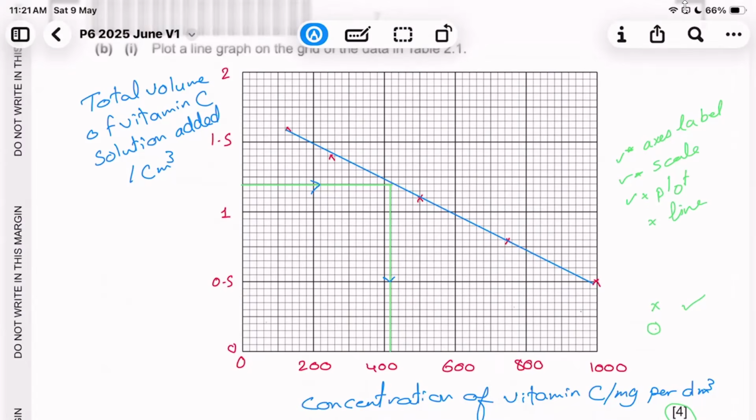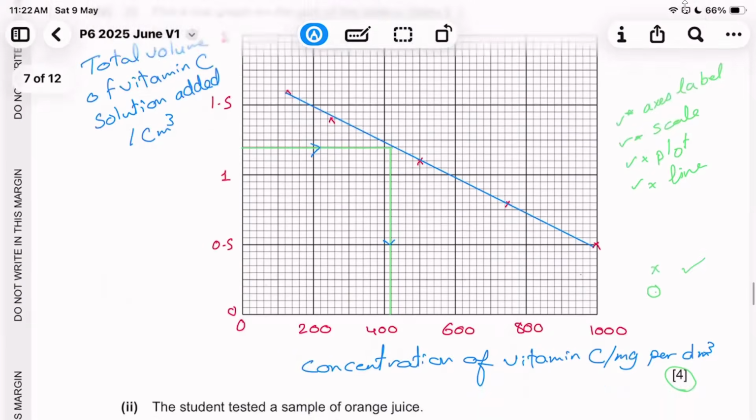We can find that most of these points are close to each other, so we can make a line of best fit that passes in between most of them. So now you will take 4 marks.